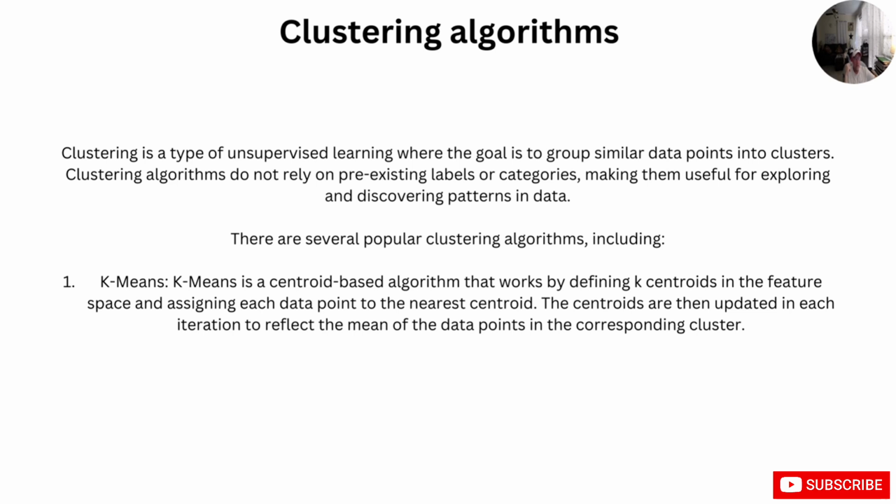K-means is a centroid-based algorithm that works by defining k centroids in the feature space and assigning each data point to the nearest centroid. The centroids are then updated in each iteration to reflect the mean of the data points in the corresponding cluster.